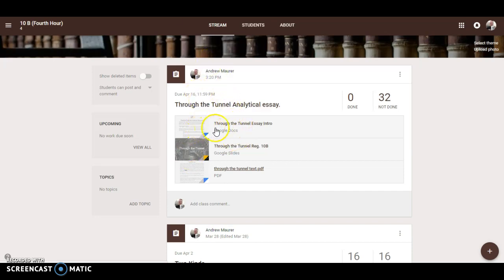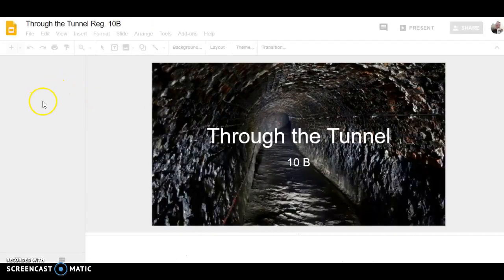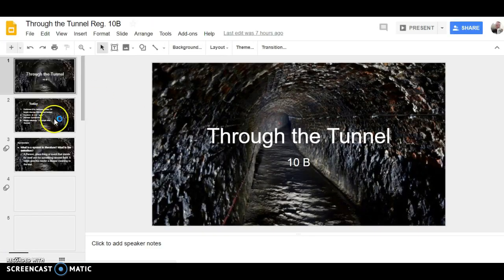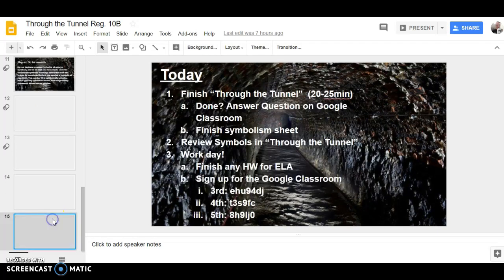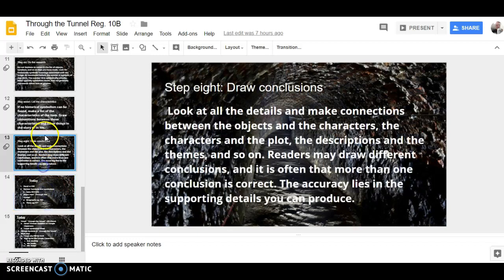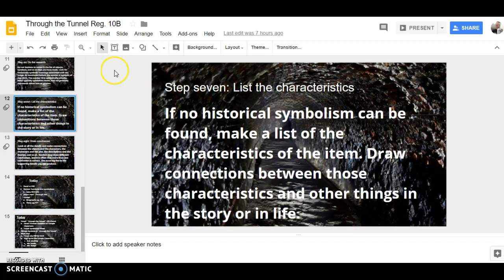Next, you'll find here, this is a slideshow. This is a slideshow that we went over yesterday. It talks about symbolism, and it gives you those 8 tips that we talked about in class. But this is all of that. So if you didn't take notes or you missed something, this is where you can find it.